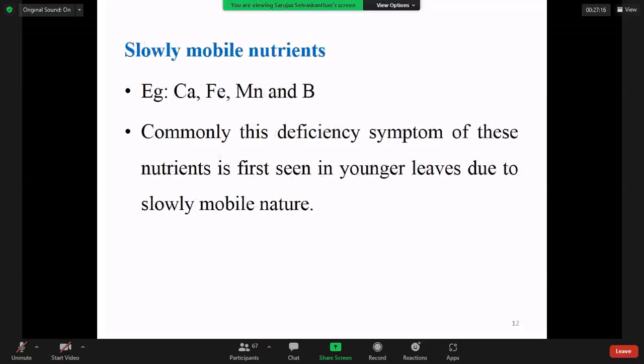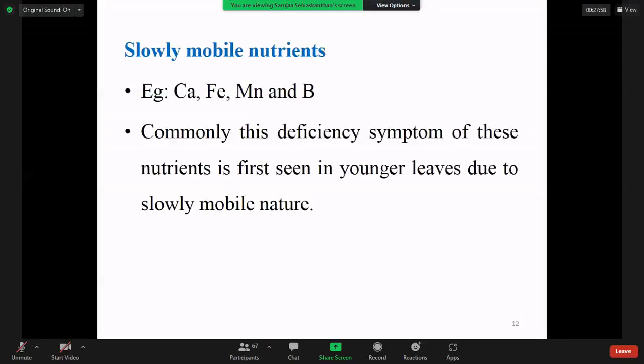And slowly mobile nutrients. From the name, can anyone say what the slowly mobile nutrients are? The examples are calcium, Fe, Mn, boron. Commonly, are the deficiency symptoms of these nutrients first seen in the younger ones or the older ones? Younger ones. Okay, first you can see the symptoms in the younger leaves.